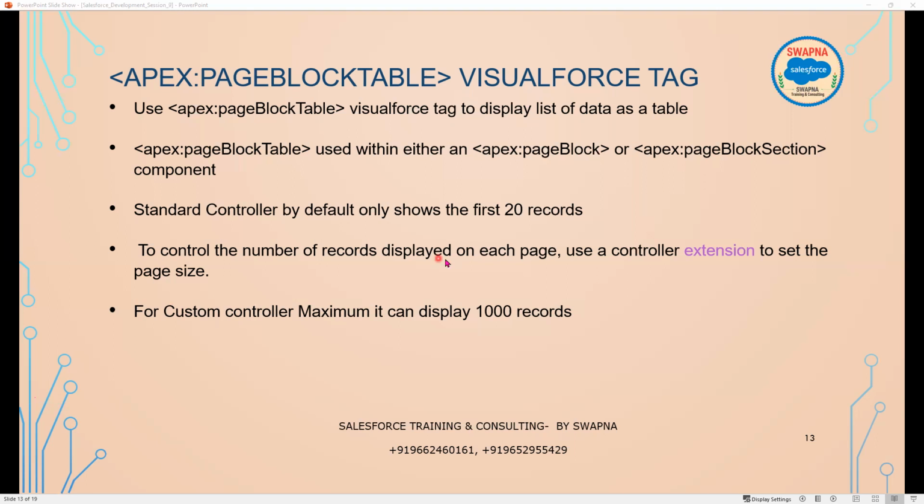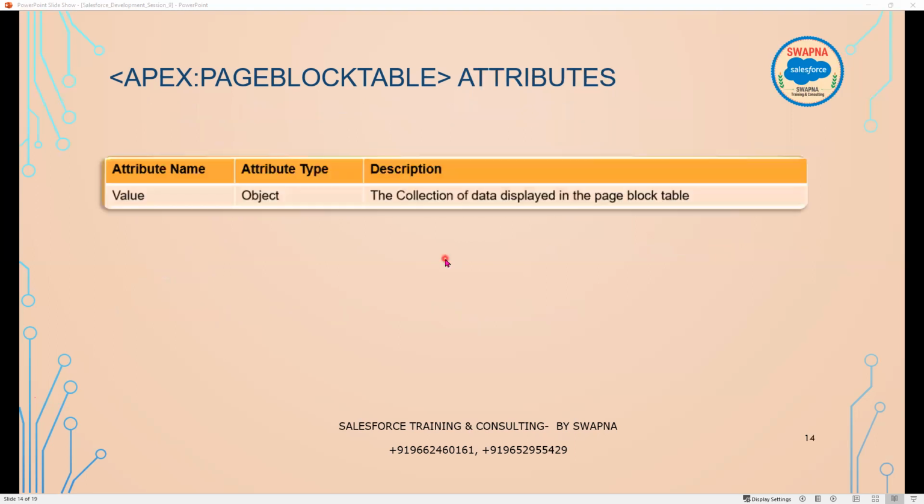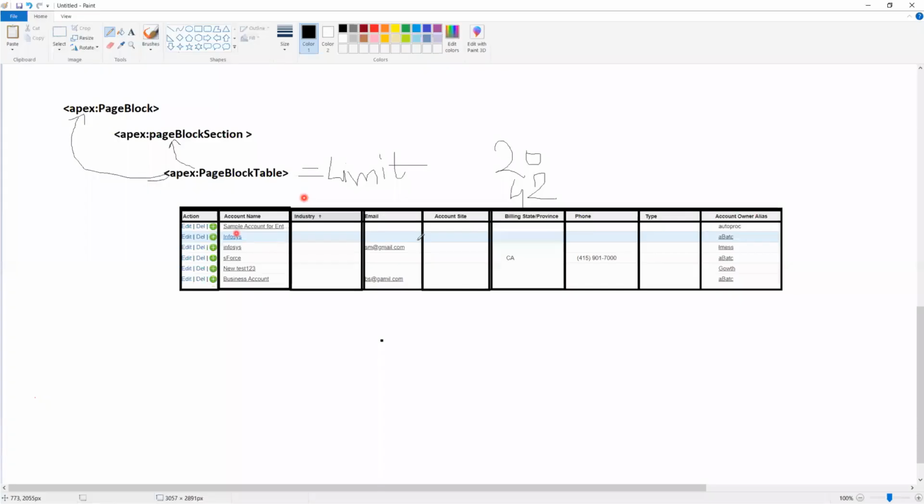Now, let's move on. Among the attributes within the page block table, we have value. Value is used in case you want to provide the collection of data. Because in the table, if you want to display the data, you need to have a collection of records. It's not a single record. It is displaying a collection of data here, and in order to display this collection of data, we have to use the attribute called value.